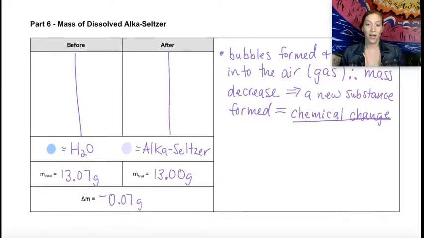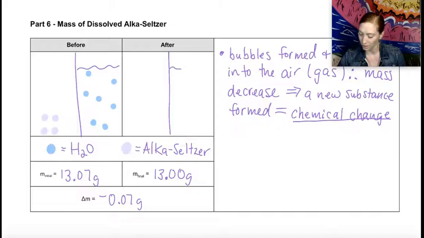The reason that the mass went, well, let's go ahead and do our particle pictures. So let me do these Alka-Seltzer particles. Let's just go with 4 this time. And then our water particles. 1, 2, 3, 4, 5, 6, 7. And I'm going to draw a little line to represent our liquid level this time. Okay. Now, the mass decreased this time because that gas escaped.